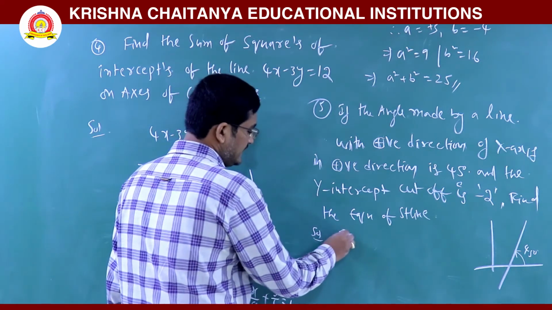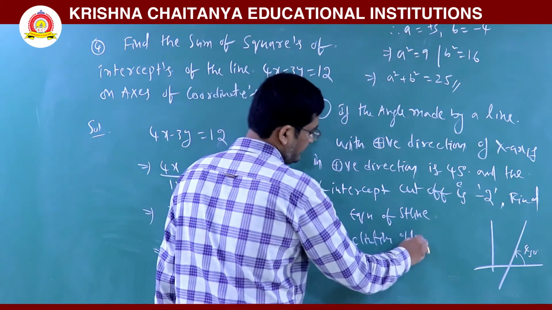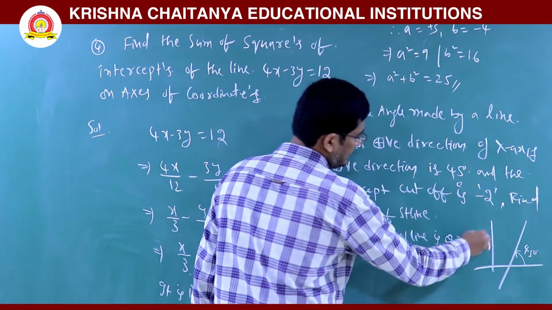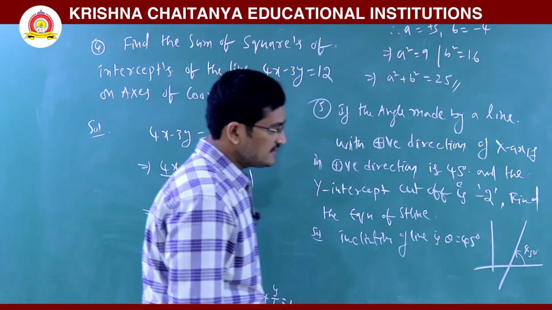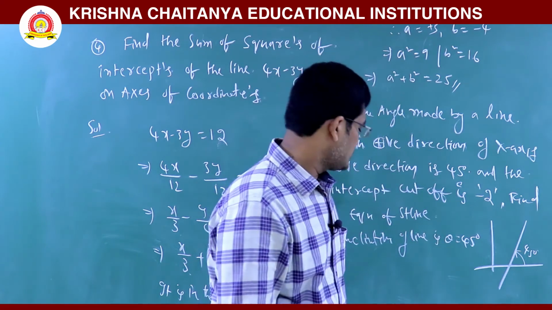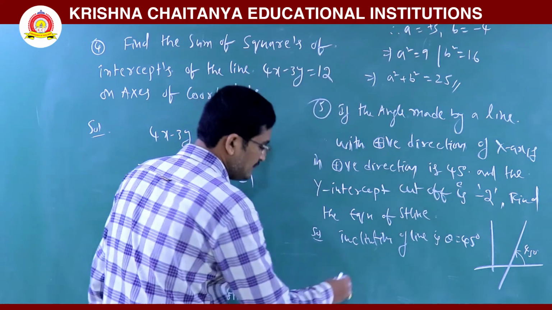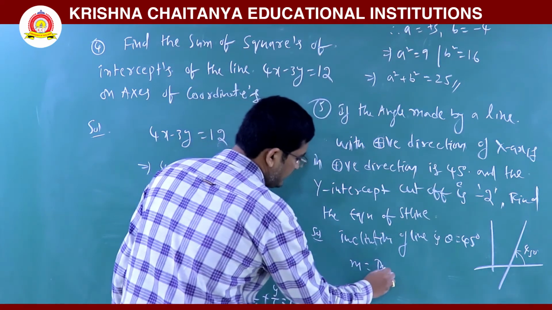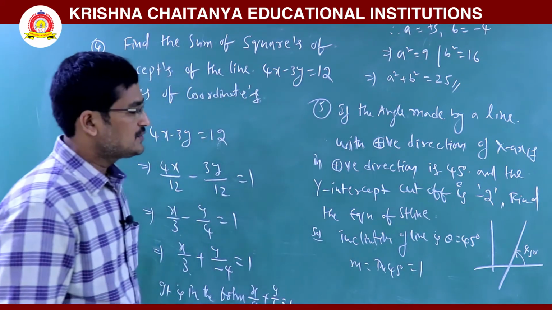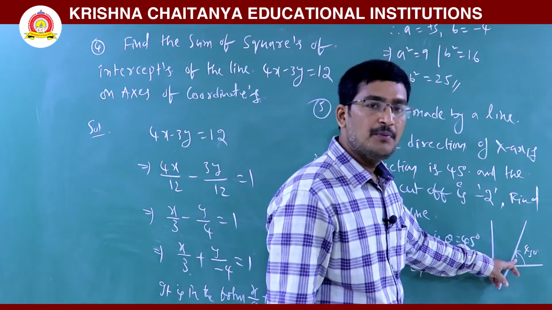So the inclination of the line is theta equals 45 degrees. Theta is the inclination of the line. What is the slope? Tan theta. So the slope m is equal to tan 45. What is the value of tan 45? You know that the value is 1. So the inclination of the line is 45, and automatically the slope of the line is 1.